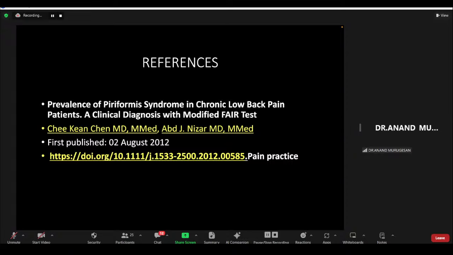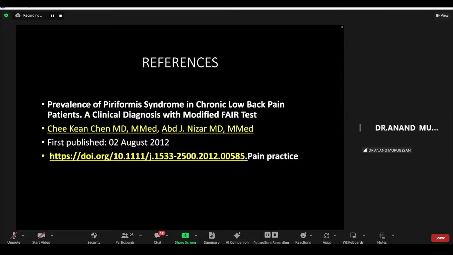Another one is from Pain Practice, one of the renowned journals, about piriformis syndrome prevalence. This article states a 17% prevalence of piriformis syndrome in patients with gluteal pain, which is quite a bit. Of 100 patients with gluteal pain, 17 may have piriformis syndrome, which we need to diagnose. As we rightly say, what the mind does not know, the eyes will not see. Unless we think in that line, we will always be evaluating in terms of spinal origin of sciatica and doing repeated MRI scanning and so forth.